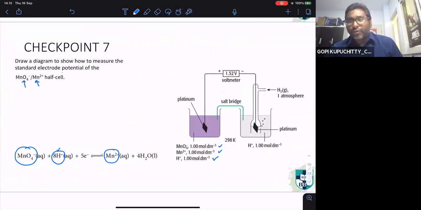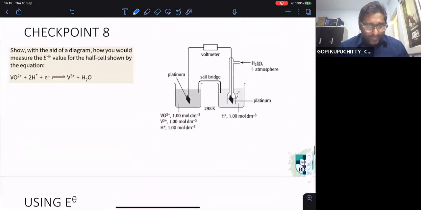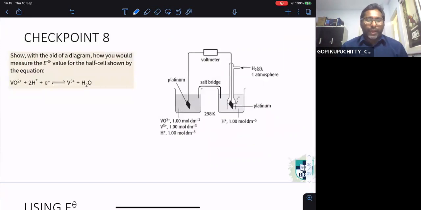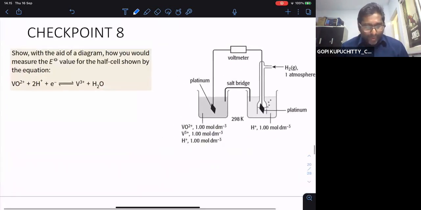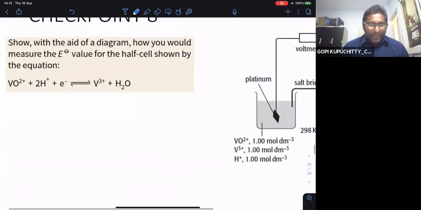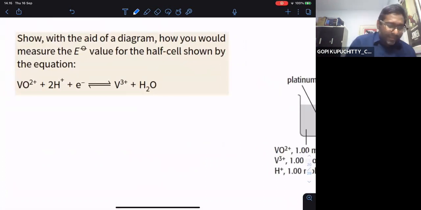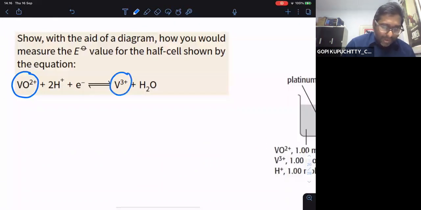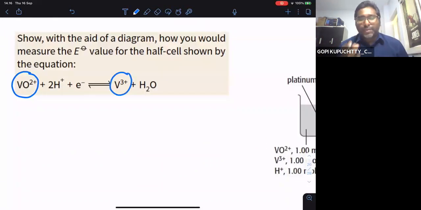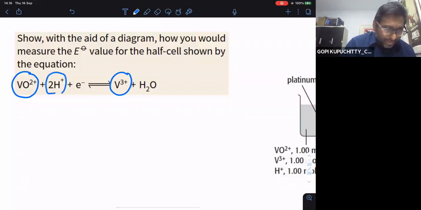That one I already told you, and I already taught you how to do. So therefore, we'll just go for another checkpoint. You see this particular checkpoint, with the aid of a diagram, how would you measure this, for example? You see this is going to be aqueous ion, this is going to be aqueous, so this is going to be ion, and then there is going to be H plus.